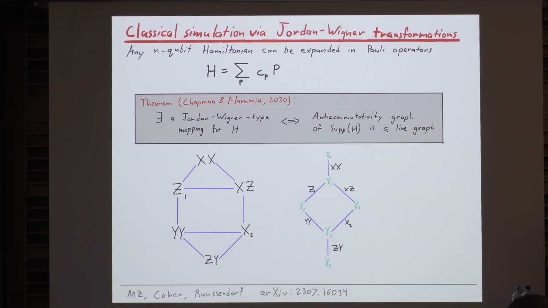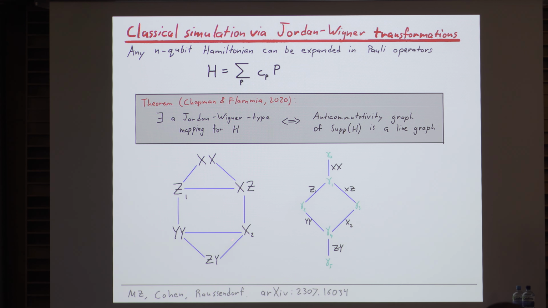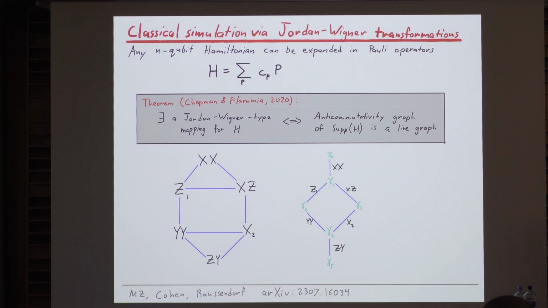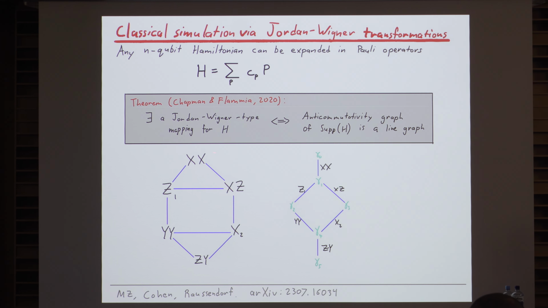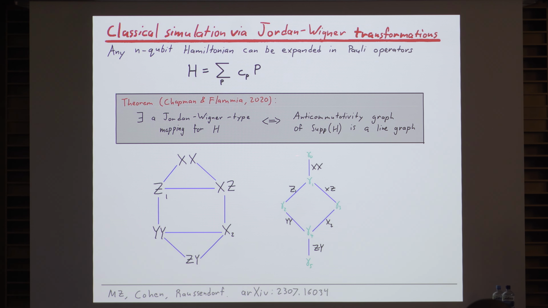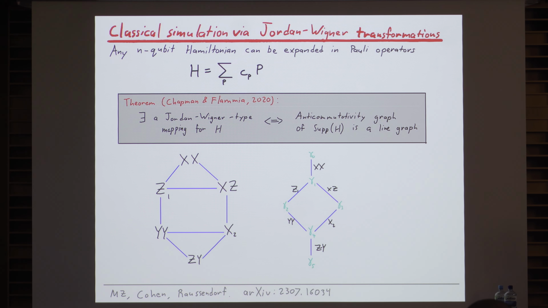So here's what that looks like. Here's an example of a set of Pauli operators that might appear in some Hamiltonian. These are just two qubit Pauli operators. This is the line graph of this graph over here. So what a line graph means is, for each edge in this graph, which is called the root graph, you have a vertex over here, and you have edges connecting vertices if two edges on this side share a vertex.